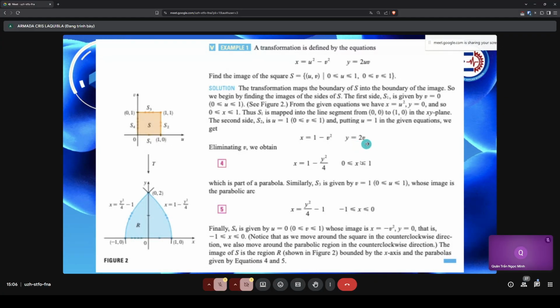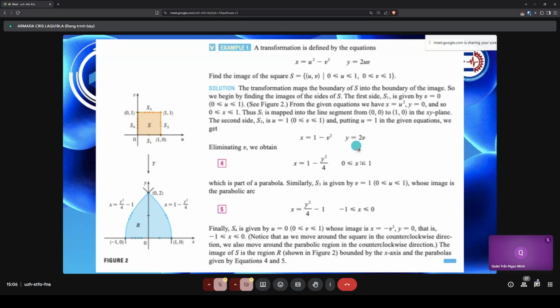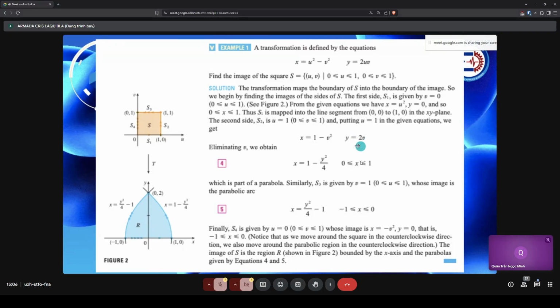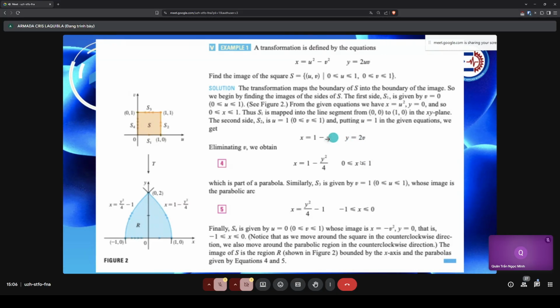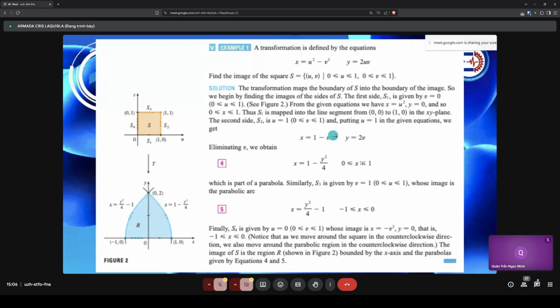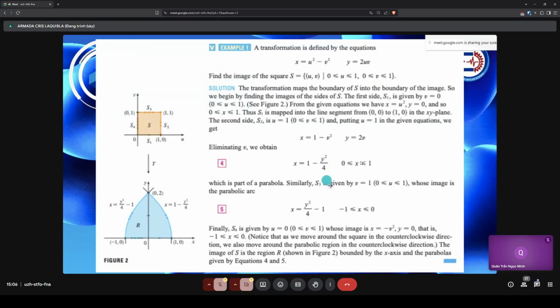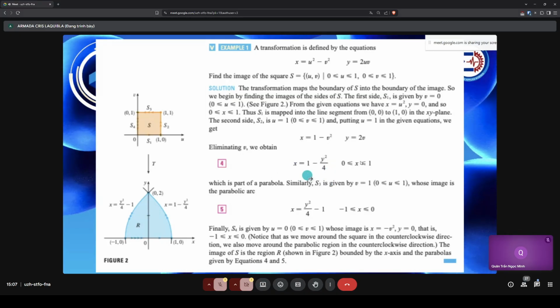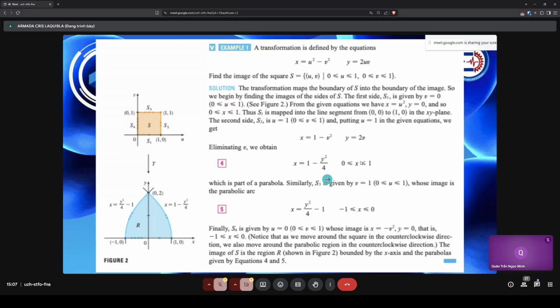Your V here is equivalent to Y over 2, correct? Look at the second equation class here. Divide that by 2, and your V is equal to Y over 2. Substitute the Y over 2 here in your V. So V squared, which is equal to Y over 2, when you square it, it's Y squared over 4. So you have there your X is equal to 1 minus Y squared over 4.